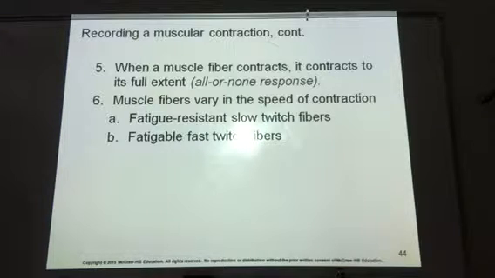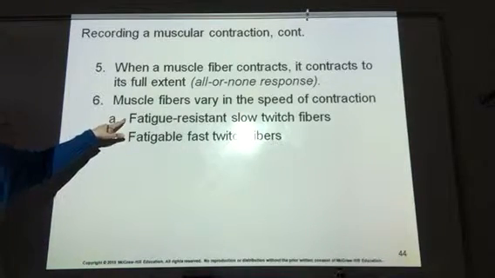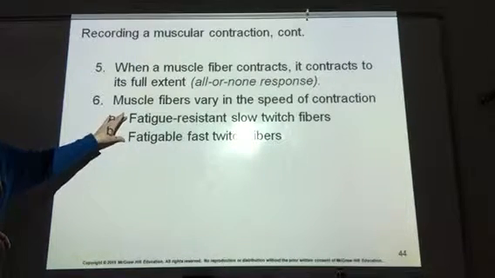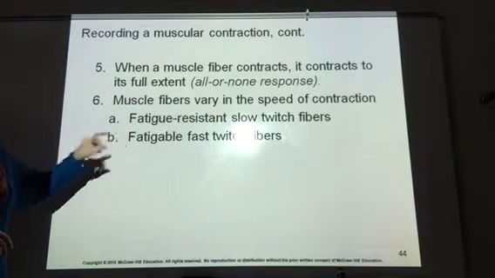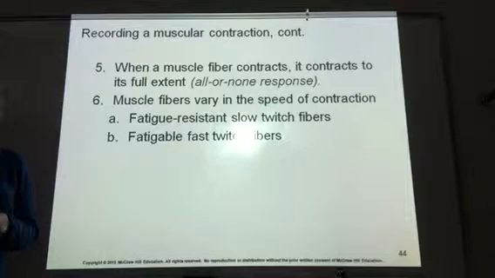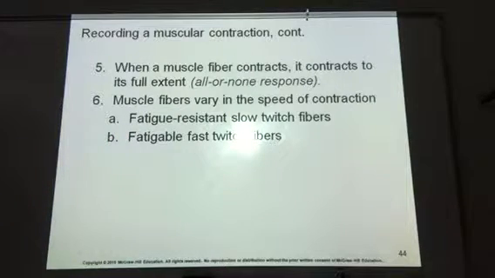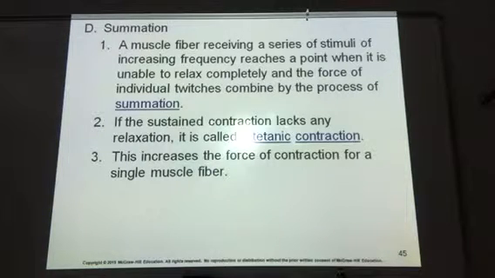Muscle fibers do vary in their speed of contraction. There are slow twitch fibers and fast twitch fibers. Fatigue resistant, so these are going to last a longer period of time. These don't. People naturally have more slow twitch or fast twitch. If you are a sprinter and you are naturally gifted in that area, you probably have more fast twitch fibers than another person. And that is just something that's genetic.